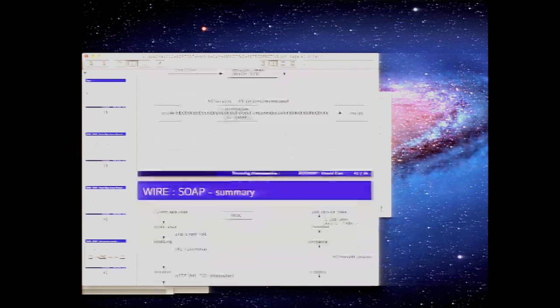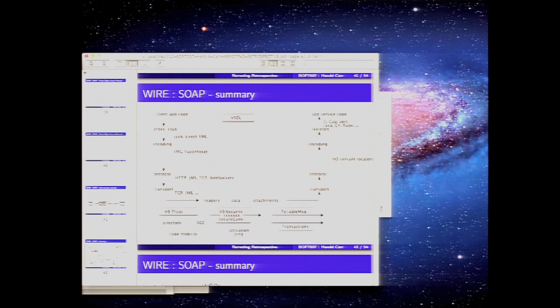Okay, so here's the SOAP summary. You've got any language at the top. You've got C, C++, anything. Pretty much everybody does SOAP. And then if you're using a framework, you've got something like JAX-B doing your data encoding for you. Or you might just be sending direct XML documents. When it actually goes on the wire, it might be just XML. It might go into some binary encoding like Fast Infoset.